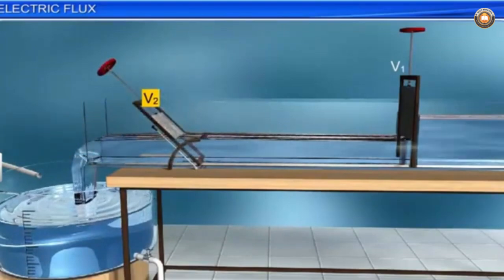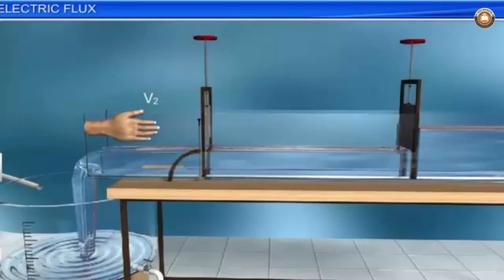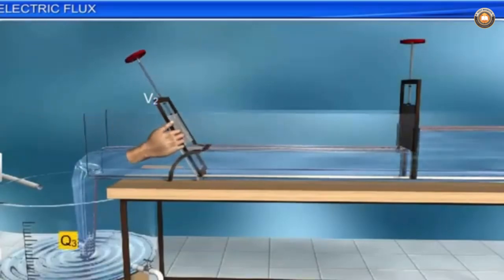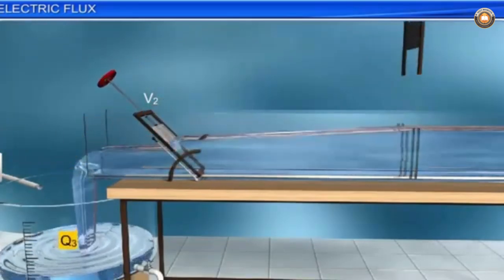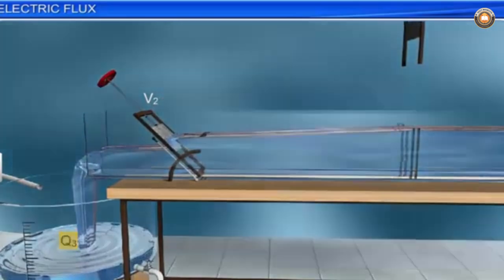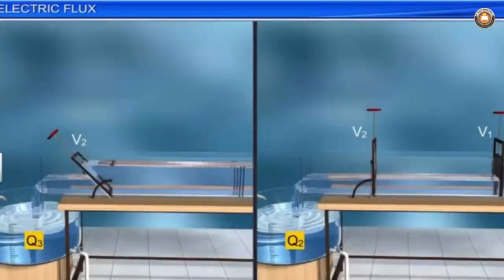Then, swing V2 until the bottom line of the plate just touches the top surface of the water in the downstream. Remove valve V1. Measure discharge Q3 again for 5 minutes. You will find that Q3 is equal to Q2.